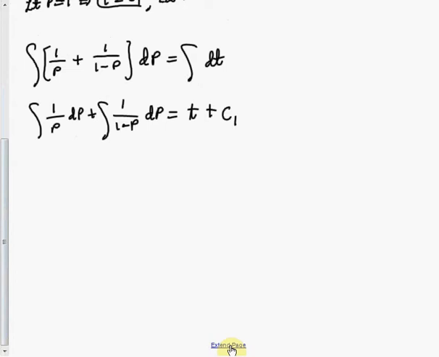Integrate 1 over p, and what do you get? Natural log of absolute value of p. You integrate 1 over 1 minus p dp, what do you get?